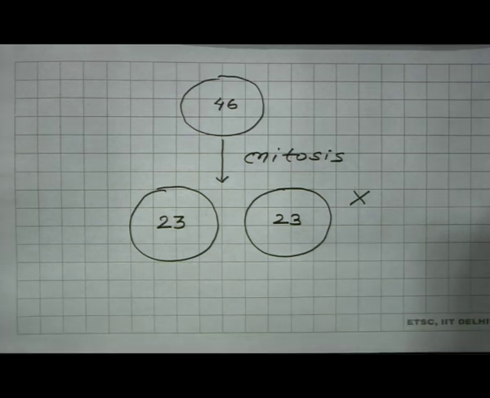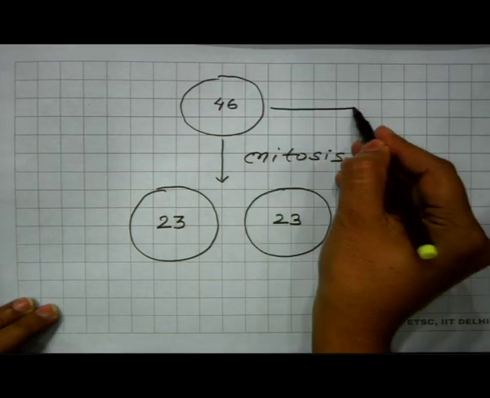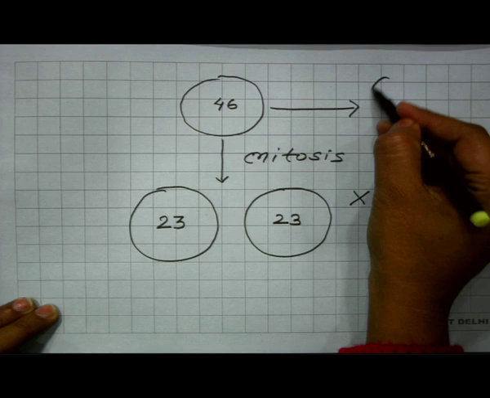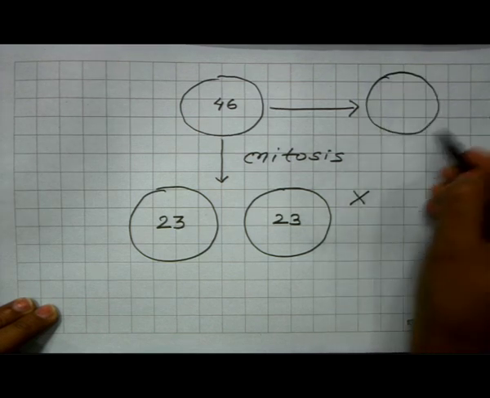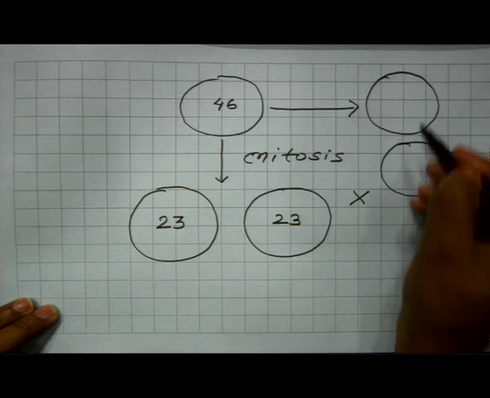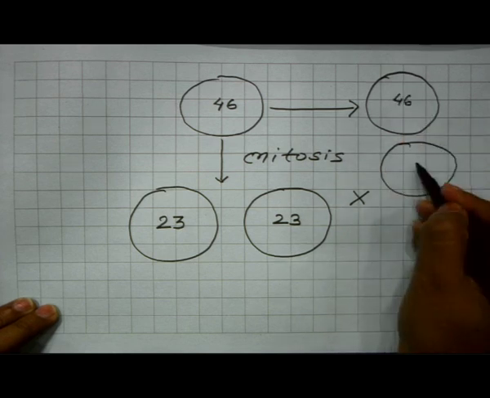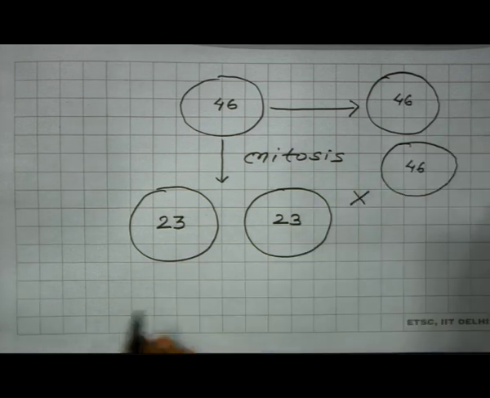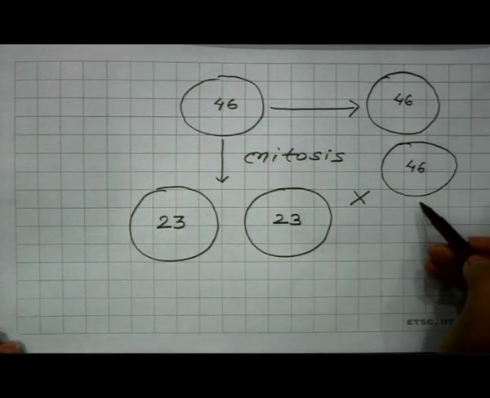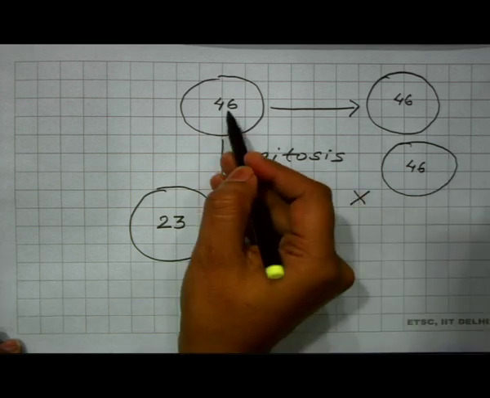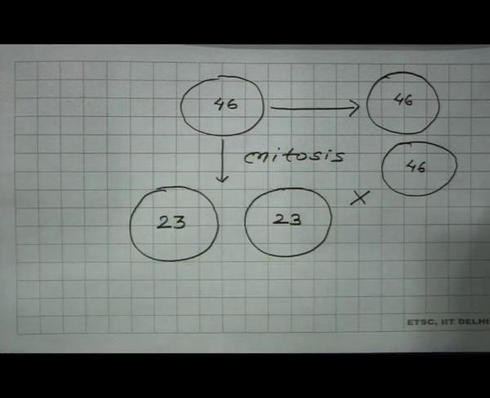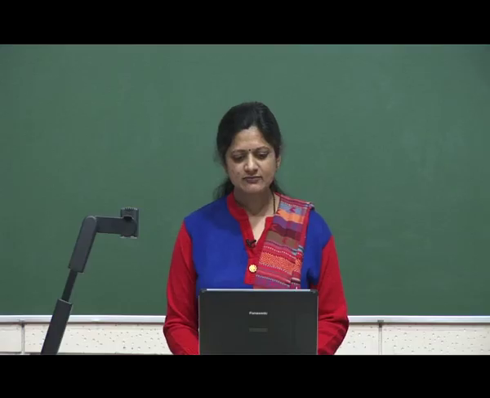This is the incorrect concept. The actual is that in case of mitosis, the parental cell will divide to form two daughter cells with the same number of chromosomes. Now, how is it possible? The daughter cell also has 46 chromosomes and the parental cell has 46 chromosomes, and this is because of the replication which occurs during the S phase of the cell cycle.